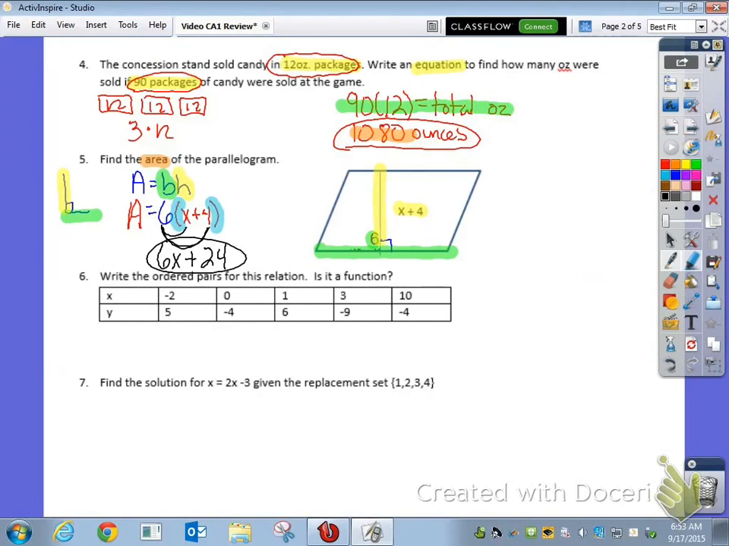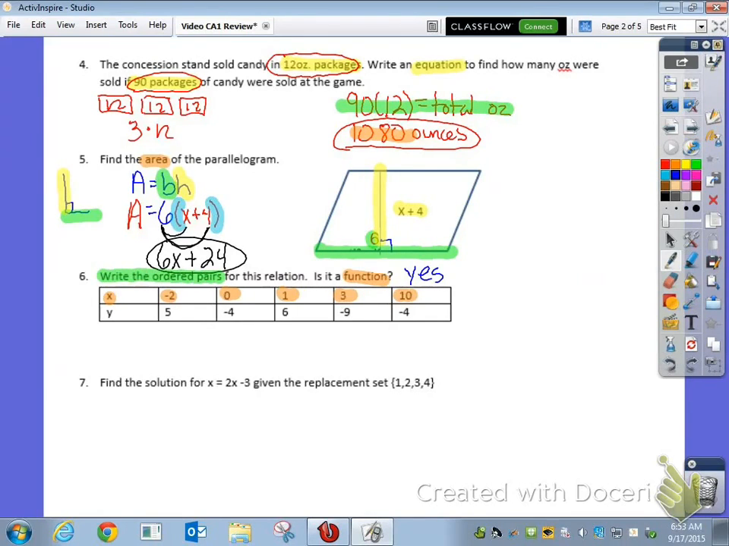On number 6, they want you to look at the ordered pairs, and they want you to tell if it's a function, okay? First of all, I'm going to see if it's a function or not. So look at your x values. My x values are on the top. So -2, 0, 1, 3, 10. None of them repeat, so is it a function? Yes, because nothing repeats. And then the second thing they wanted you to do is write ordered pairs, okay?